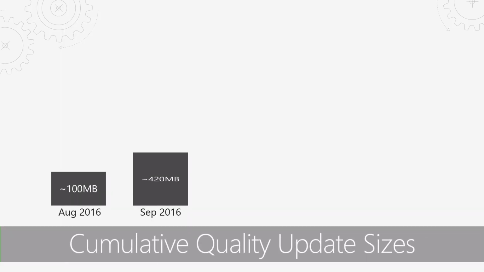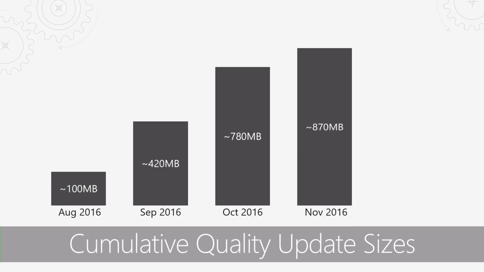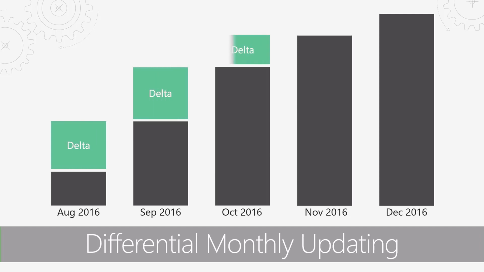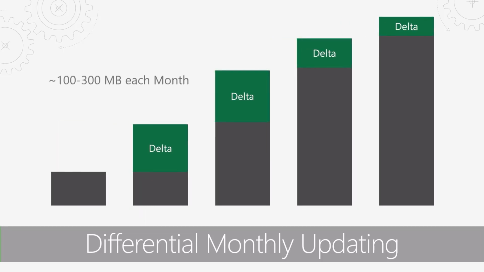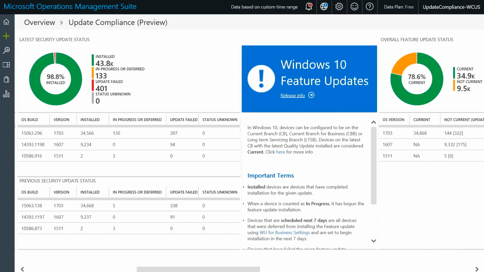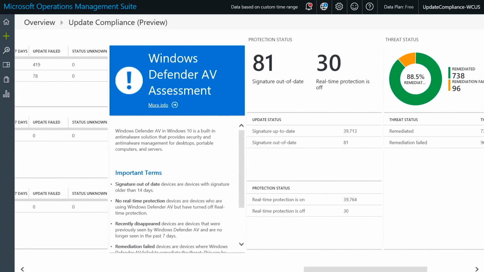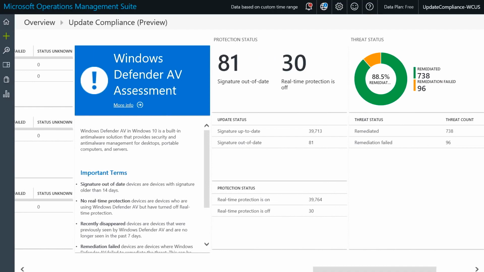The cumulative nature of quality updates means each increases in size per month, as we see here. But using a technology called Express Updates, we can reduce the download sizes significantly. Windows Update for Business and Windows Server Update Services have supported Express Updates for a long time, but now we've extended that support so that system management tools like System Center Configuration Manager can also use Express Updates. Here we can see that the download is reduced by an order of magnitude. To help ensure all your Windows 10 devices are kept up to date with the latest feature updates, we've also added some new update compliance capabilities to Windows Analytics.